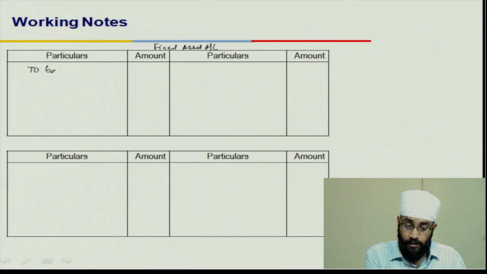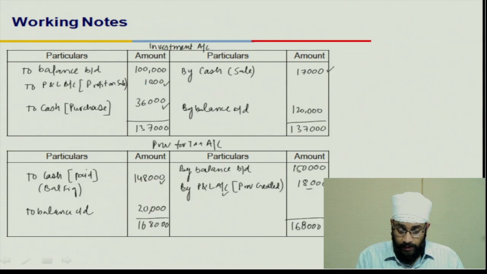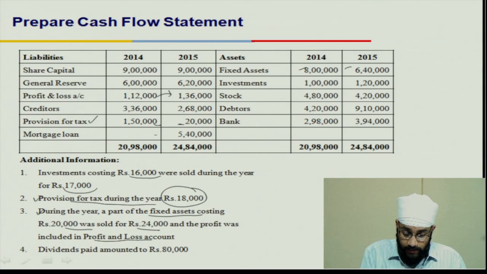The opening balance on the debit side and closing balance on the credit side. The opening balance is 800,000 and closing balance is 640,000. Okay, now let's look at the information again.